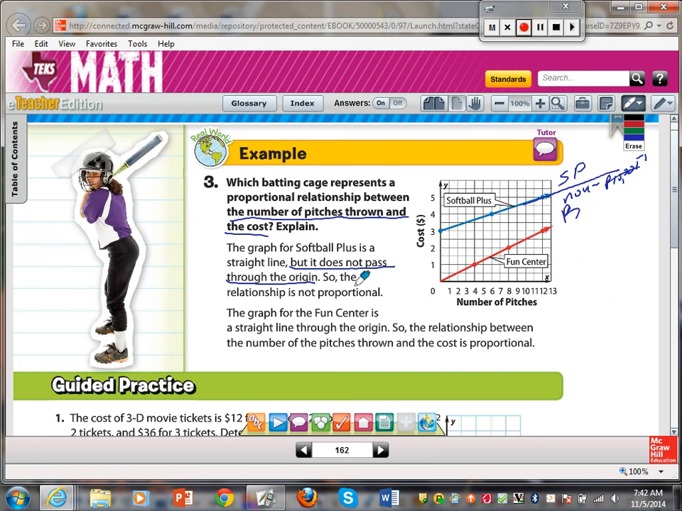So the graph for the Fun Center, this one right here, is a straight line through the origin. So this is all we need to know. A straight line through the origin, as you can see here. So this one you say that it's proportional. Okay? So non-proportional because it starts at y equals 3. And this one is proportional because it starts at y equals 0 and x equals 0.